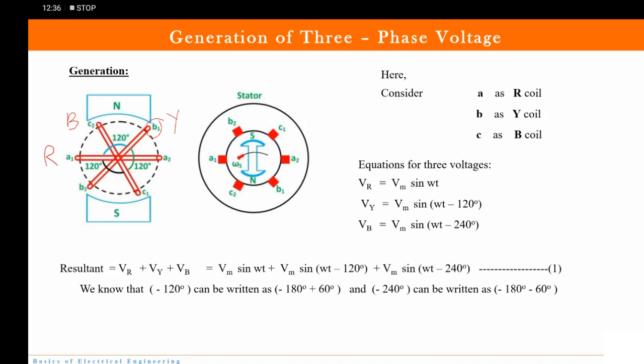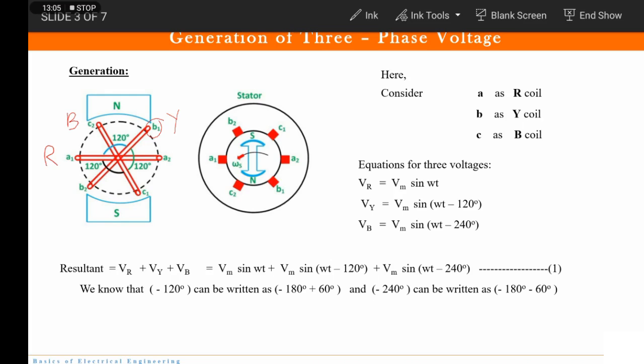Now what is going to be the total resultant? The total resultant signal will be the sum of all these individual voltages. So we will add VR, VY and VB. So the resultant signal will be VR plus VY plus VB. We will put all the values, and let this be equation number 1. So we have written it as resultant equals Vm sin omega t plus Vm sin omega t minus 120 degrees plus Vm sin omega t minus 240 degrees.